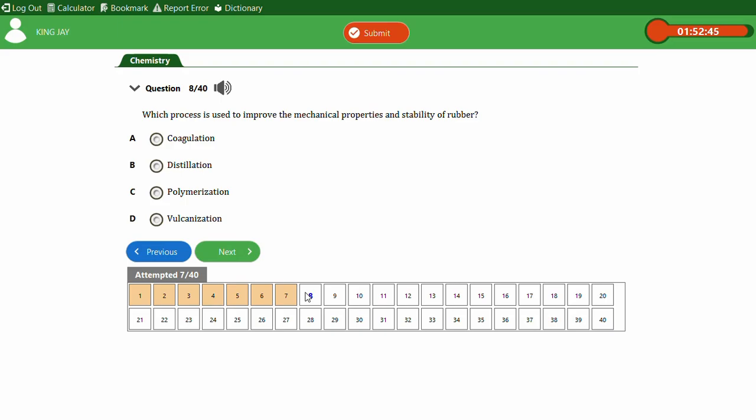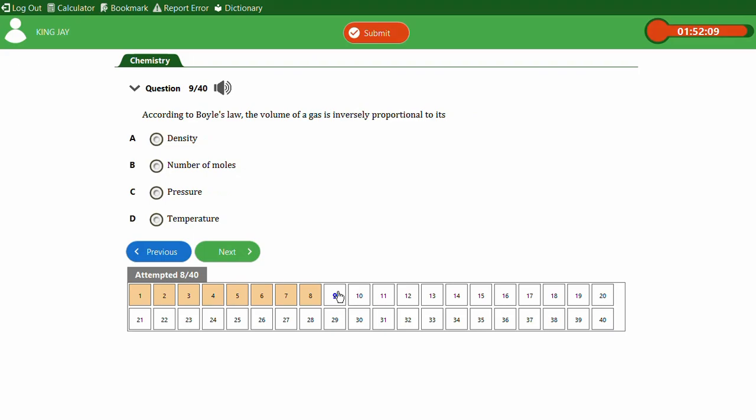So A, coagulation, B, distillation, C, polymerization, and D, vulcanization. So obviously this is a simple question. Vulcanization is known everywhere. It's the process of increasing the strength and elasticity and stability of rubber, like tires, tubes, and other things. So obviously D is the answer.